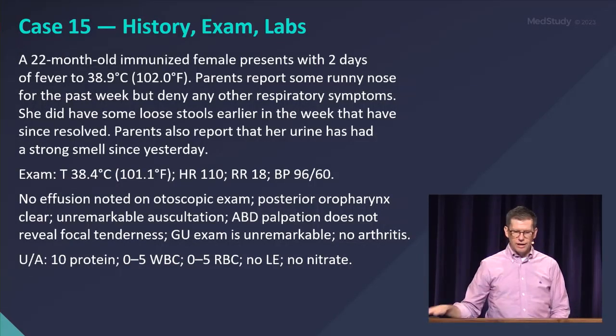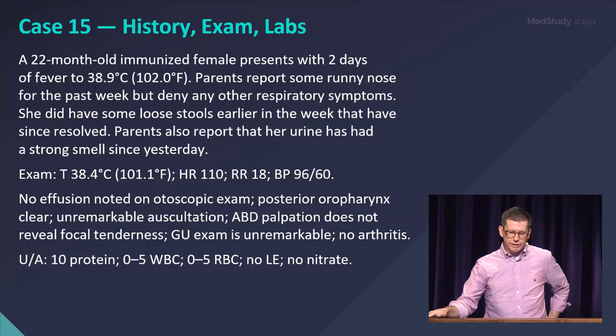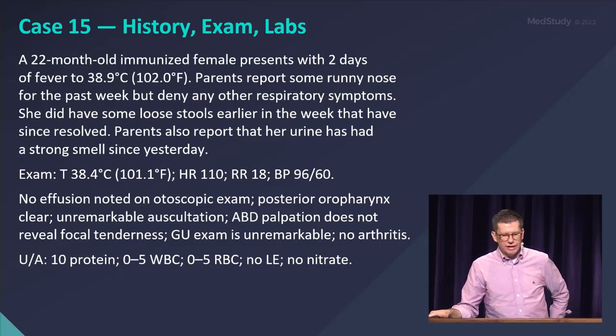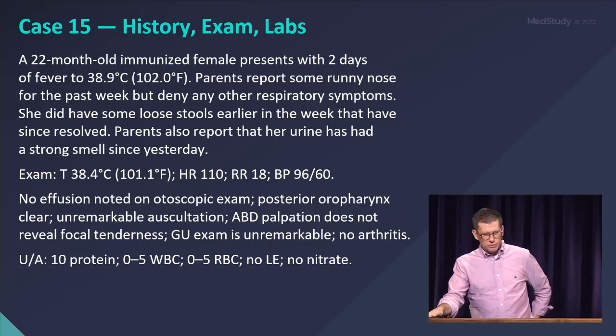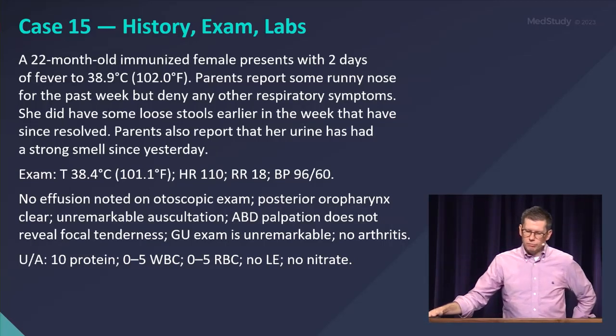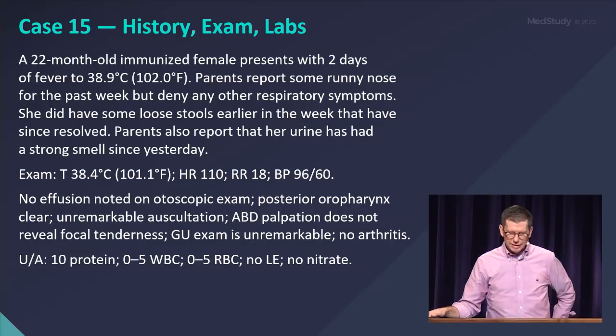All right. Case 15, a 22-month-old immunized female presents with 2 days of fever to 102. Parents report some runny nose for the past week, but deny any other respiratory symptoms. She did have some loose stools earlier in the week that have since resolved. Parents also report that her urine has had a strong smell since yesterday. Temperature on exam is 101.1, a heart rate of 110, respirations 18, and a blood pressure 96/60.